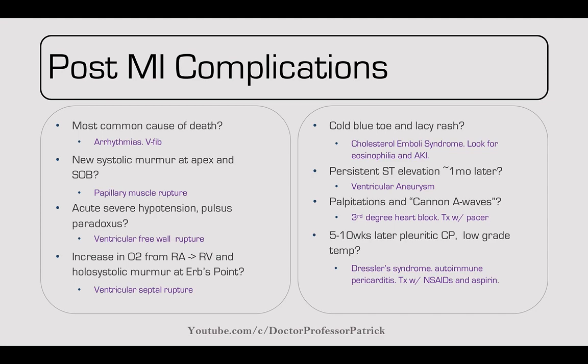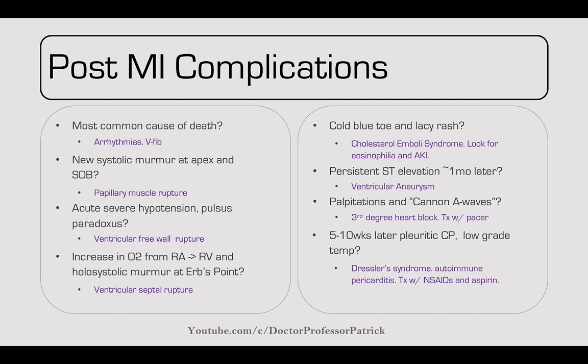So some common post-MI complications. The most common cause of death within 24 hours after an MI is going to be arrhythmias, so VFib especially. Your new systolic murmur at the apex and shortness of breath, this is going to be a papillary muscle rupture, usually 2 to 3 days after an MI. This is when the macrophages come in and start eating out the necrotic tissue, and that's when you're most at risk of having some of these ruptures, like a papillary muscle rupture.